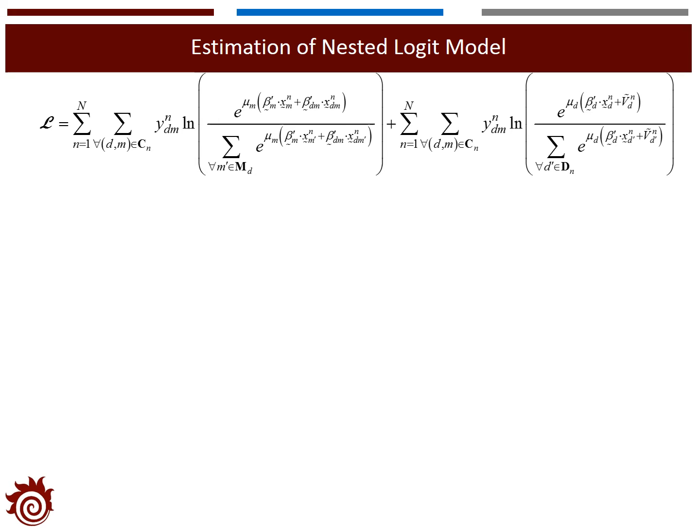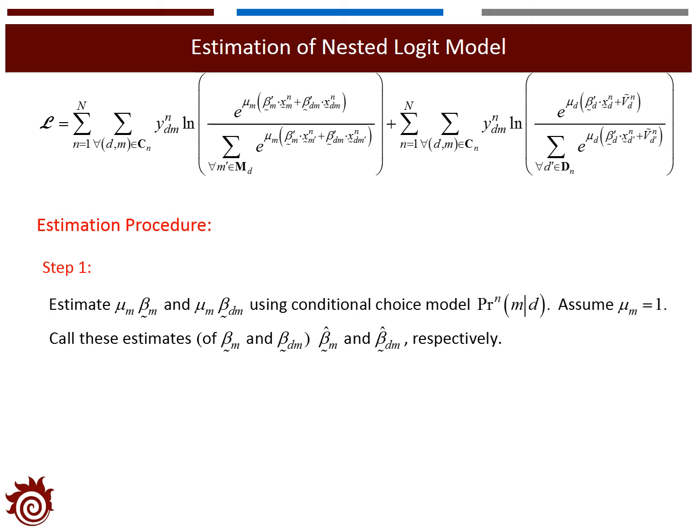And with this kind of log likelihood function, we can try to complete the estimation of the coefficients including beta m, beta dm, and beta d. In this case, we also need to estimate the values of mu m and mu d. Here are the steps for us to complete the estimation.